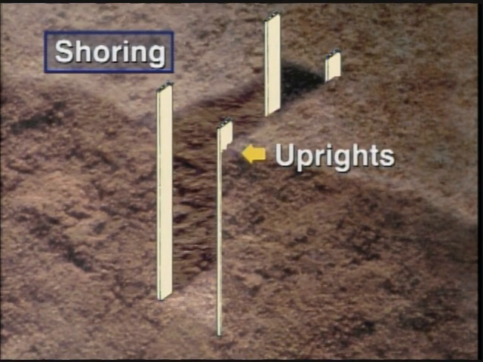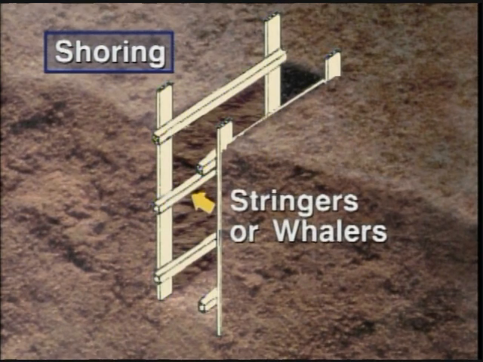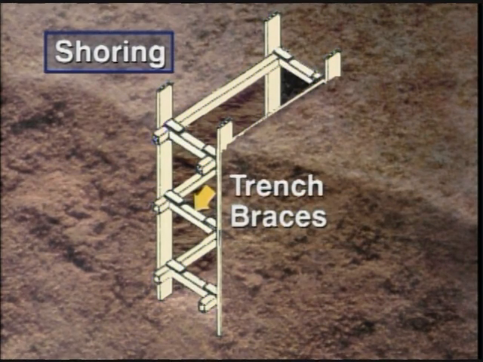Uprights are vertically placed boards that are in direct contact with the trench walls. Stringers or whalers are horizontal support boards to which the braces are attached. Trench braces are either boards or adjustable trench jacks that run across the excavation to keep the uprights separated.